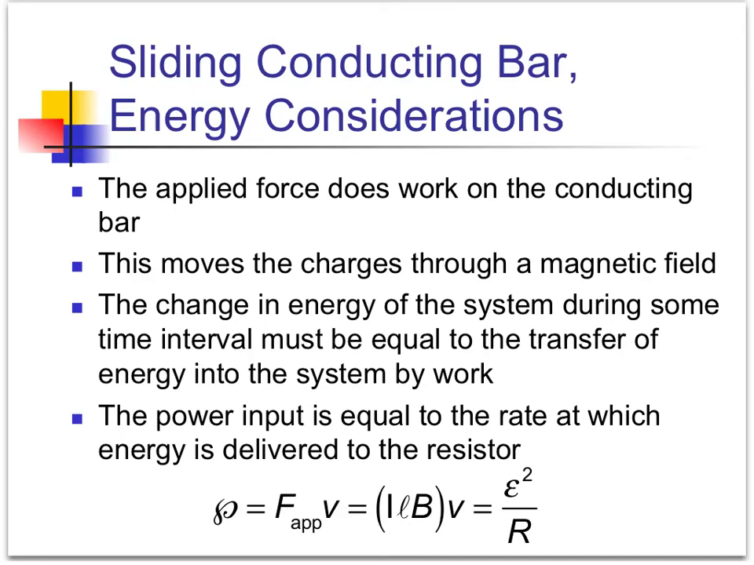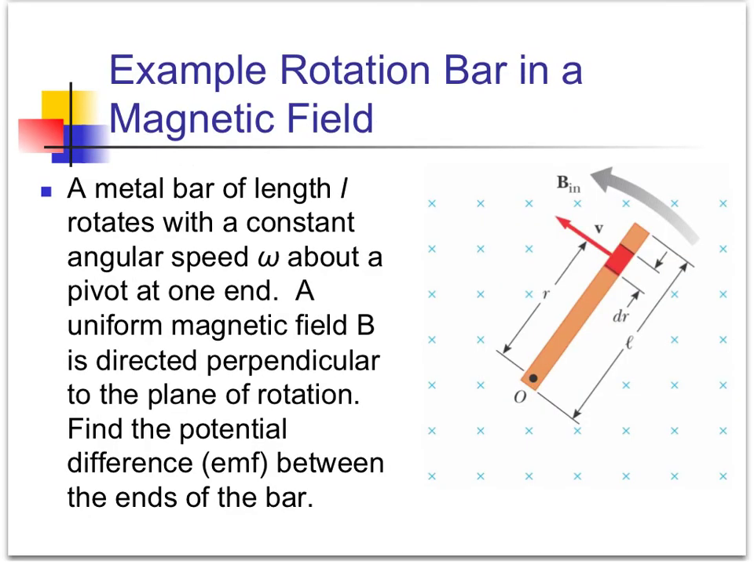I could also just have a metal bar rotating in a magnetic field. So, we have one of length L, rotating with a constant angular speed omega about a pivot at one end. A uniform magnetic field B is directed perpendicular to the plane of motion. Let's find the potential difference between the ends of the bar.